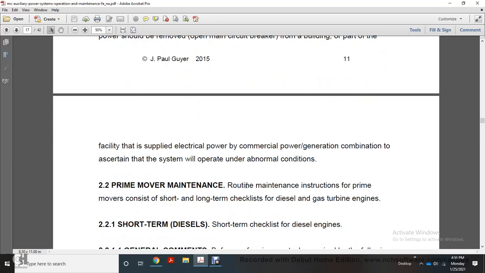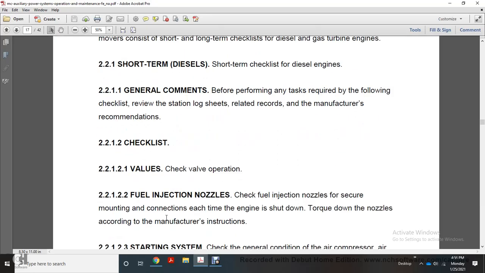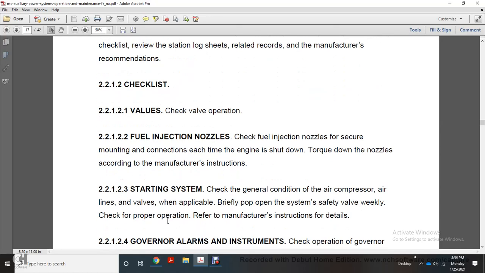2.2. Primary mover maintenance. Routine maintenance instruction for the primary mover consists of short and long-term checklists for diesel and gas turbine engines. Short-term diesel checklist, diesel engines. 2.2.1. General. Before performing any task required with the following checklist, review station log sheets, related records, and the manufacturer recommendation. Valves: check the valve operation. Fuel injection nozzles: check fuel injection nozzles for secure mounting and connection each time the engine is shut down, and torque down the nozzles according to the manufacturer instruction.